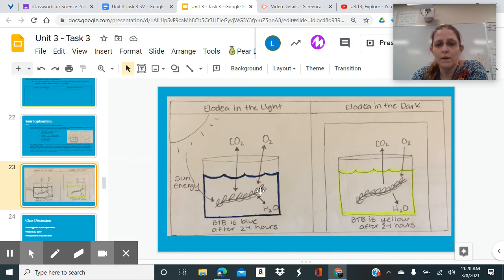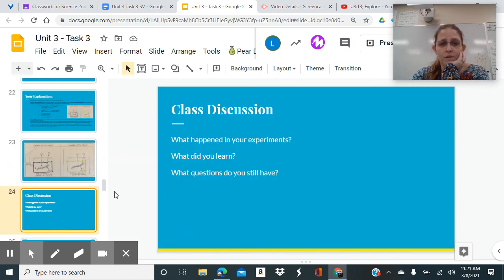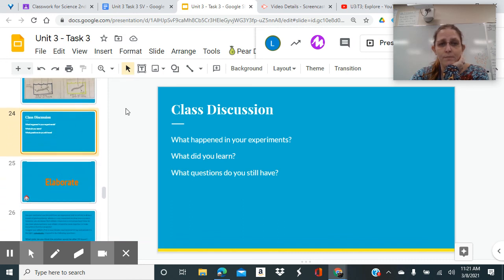Okay. But where is the glucose? So this plant is missing out on the glucose. I want to know where that's going. So can you talk to me about that? All right. So what's going on in this process? This is photosynthesis going on here. Okay. Cellular respiration is also going on in there. So what happened in the experiments? What did you learn, and what questions do you still have? Okay.